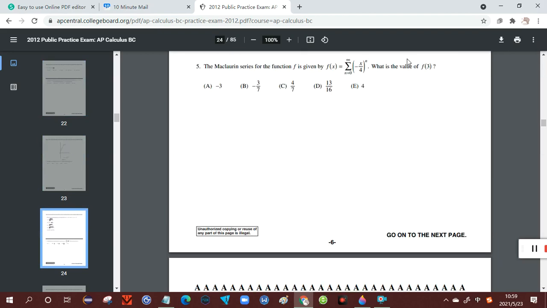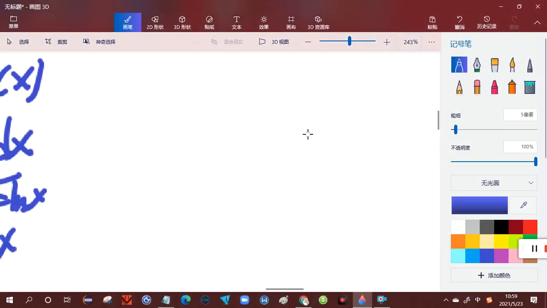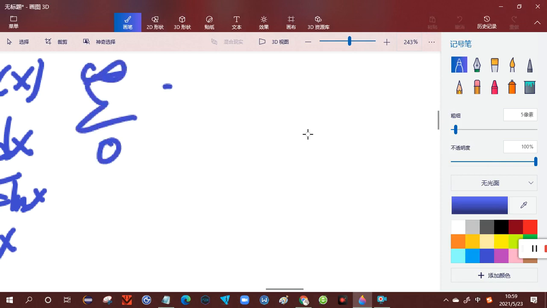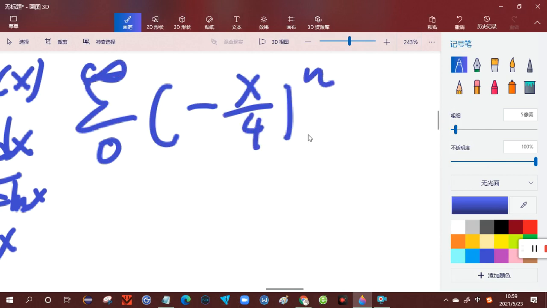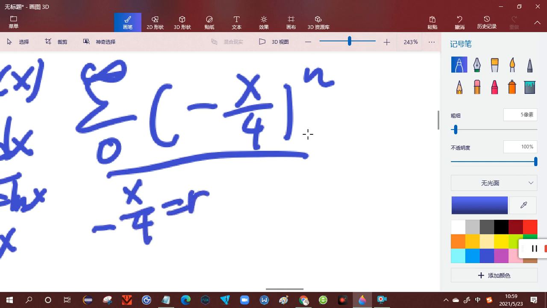f3. So we find out that this problem is a geometric sequence. It is pretty clear. So it's the sum from 0 to infinity of (negative x over 4) to the power of n. This is the equation. So we know that negative x over 4 is equal to r. And in this case, r is equal to negative 3 over 4.